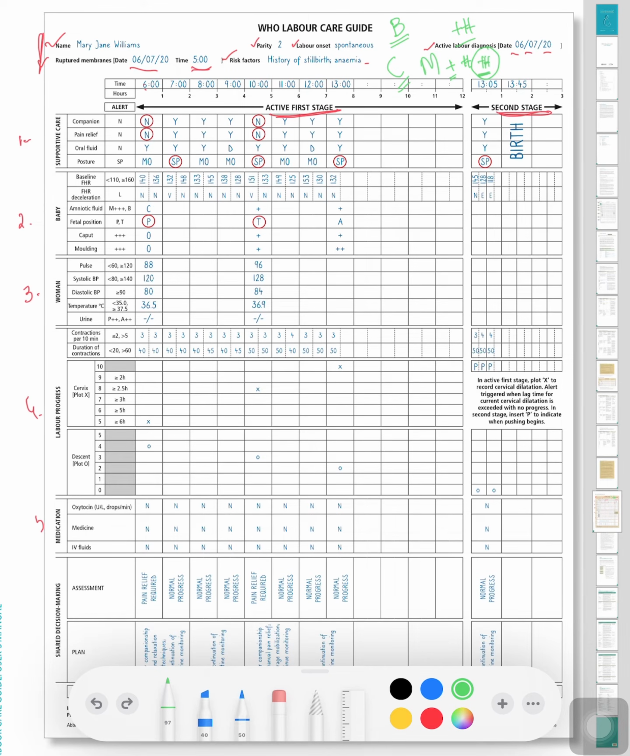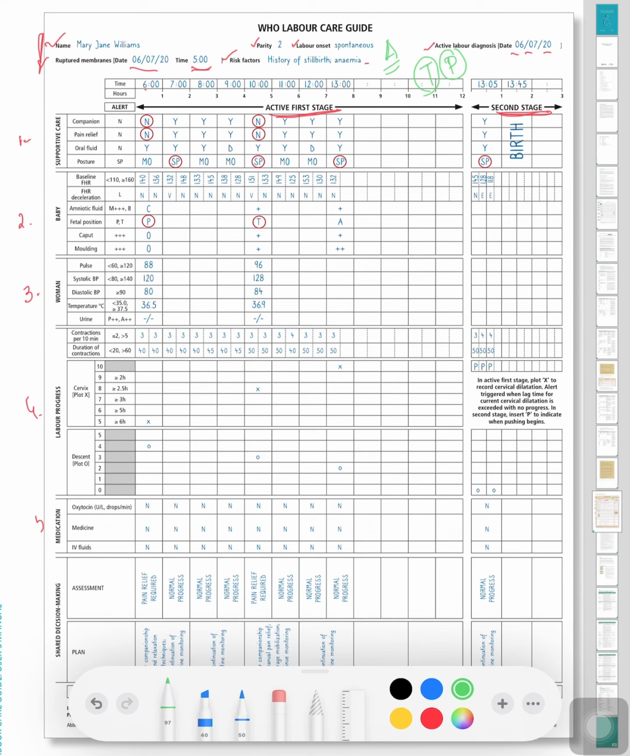Then we come to the fetal position, that is occiput posterior, anterior or transverse. Normally the fetal position is anterior, and that is totally fine. You are going to write A. But if it is transverse or posterior, that is an alert. You are going to inform your senior doctor or do something about that.